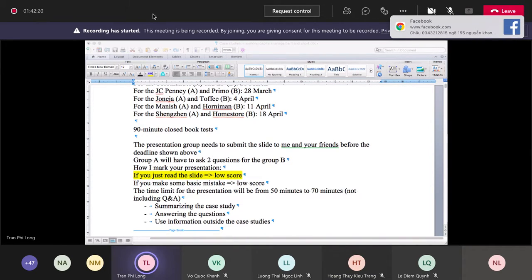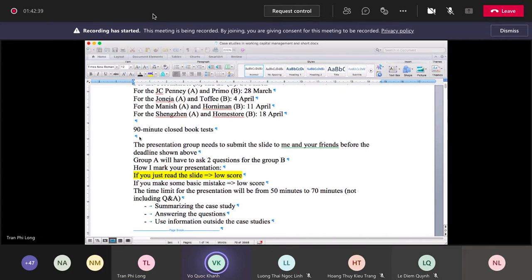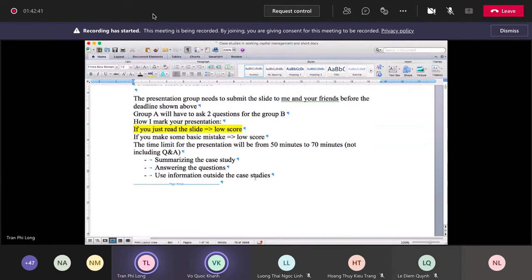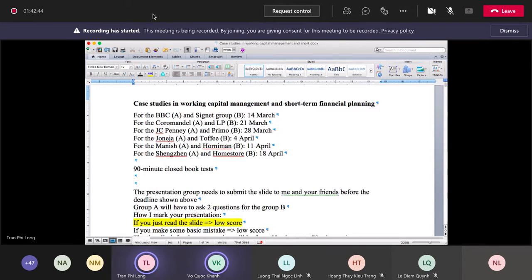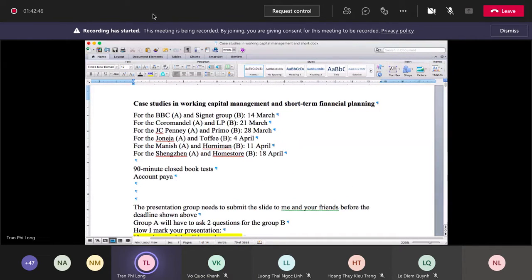Okay, now I just see a question from Quốc Khánh. He asked why is the days payable outstanding equal to accounts receivable divided by cost of goods sold? Really? The days payable outstanding will equal the accounts payable. Okay, I misspelled that one. It will equal accounts payable divided by the daily cost of goods sold.